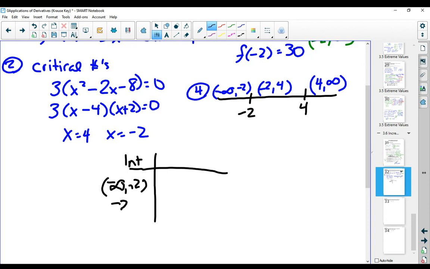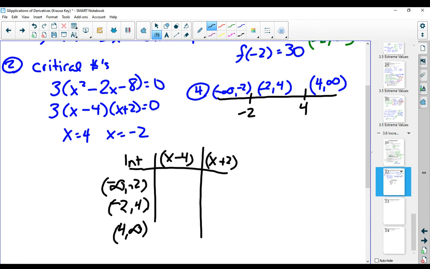We'd go from negative 2 to 4. And we'd go from 4 to infinity. Now, because this particular example had factors, I'm going to set up the factors as part of that chart. So x minus 4 and x plus 2. Because I know that if I have a negative for the x minus 4 and a positive for the x plus 2, then I know my derivative would be negative, since a negative times a positive is negative.